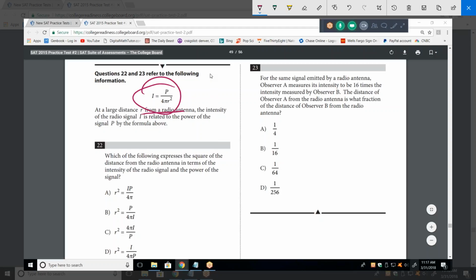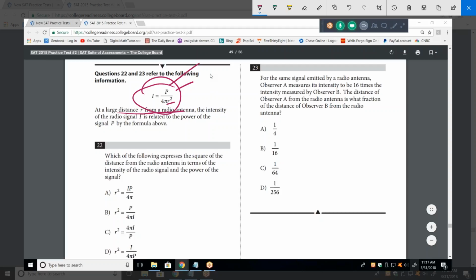Okay. So which of the following expresses the square of the distance? And that is the distance. R is the distance from the radio, so you do have to know that. In terms of the intensity of the radio signal and the power of the signal. So what they're really saying is manipulate that equation and solve it for r squared. That's all they're saying. Notice all of your answers are r squared equals something. Well, that means all you need to know is algebra. Do the algebra on that, step by step.